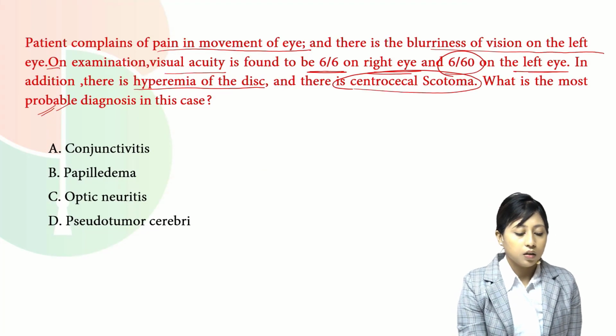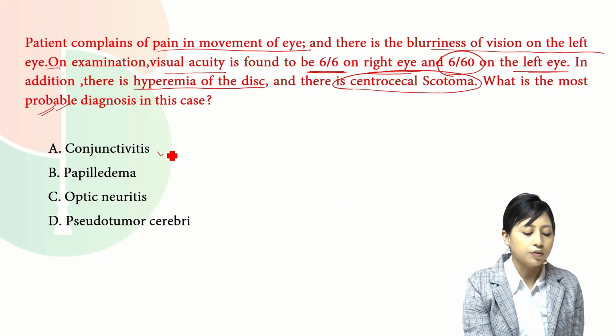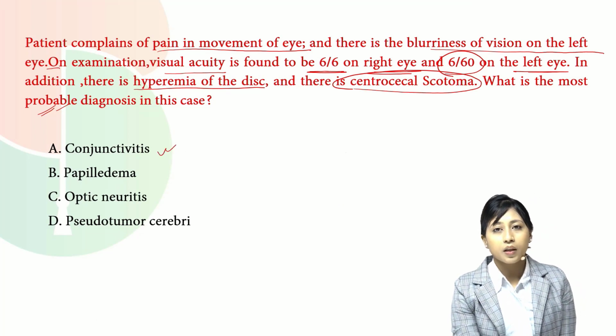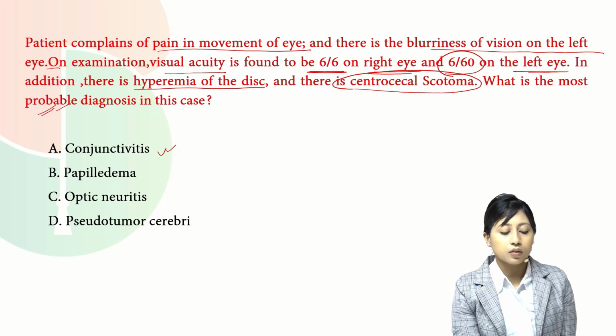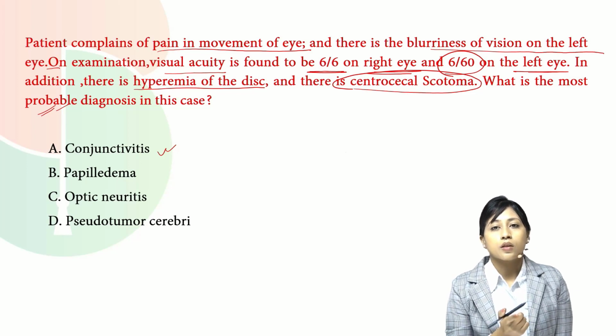Conjunctivitis, papilledema, optic neuritis, pseudotumor cerebri. Okay, conjunctivitis. So what is conjunctivitis? Conjunctivitis is inflammation of the conjunctiva. So how is it presented in our OPD day-to-day life? Patient presents with redness, swelling, congestion, discharge, itching.